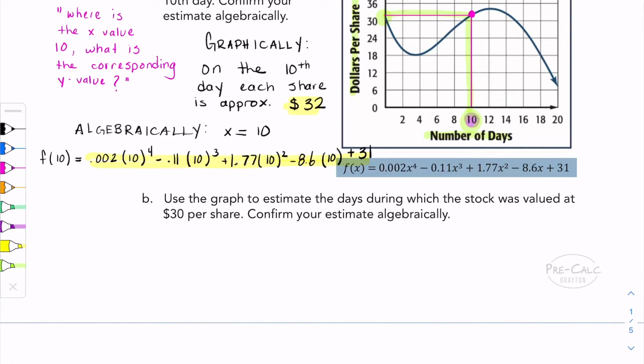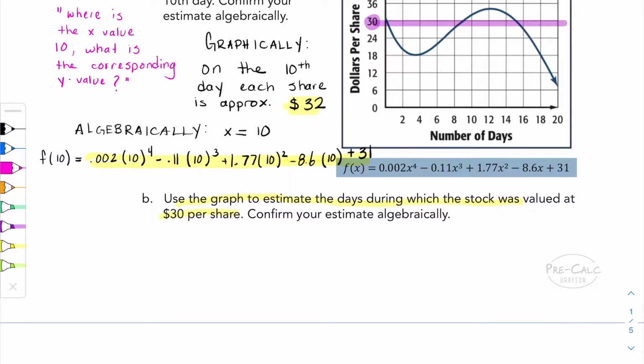For part B, I'm going to just point out how to approach this graphically, and then you can finish the rest of this by yourself and check your answer on my website. So part B says to use the graph to estimate the days during which the stock was valued at $30 per share. That means we need to come up to the graph. Right here is $30 per share. So right across this graph, where does the graph, so the blue line graph, intersect $30?